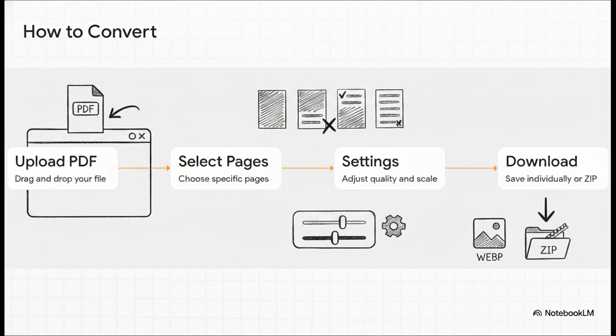Step 3 lets you tweak the quality and resolution to fit whatever you're working on. And finally, Step 4, just click Convert. You can download your fresh new WEBP images individually or grab them all at once in a bulk zip archive. It really is that straightforward.